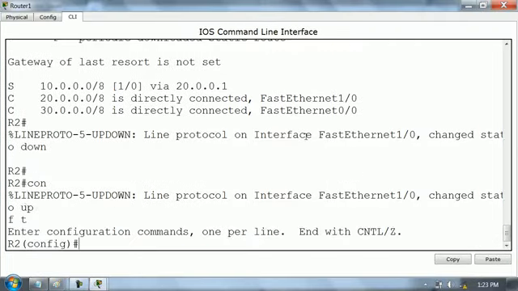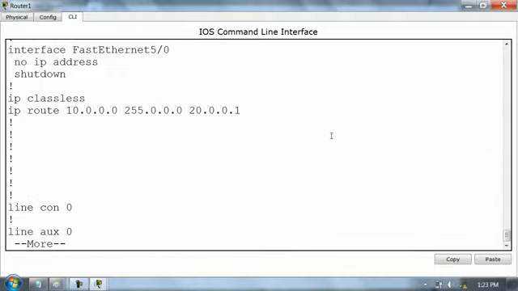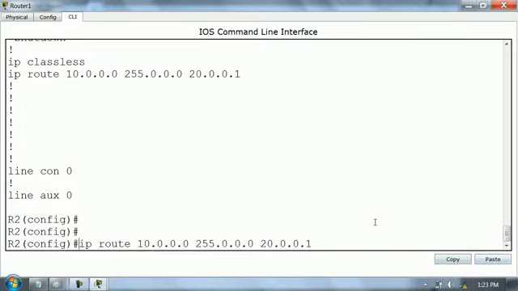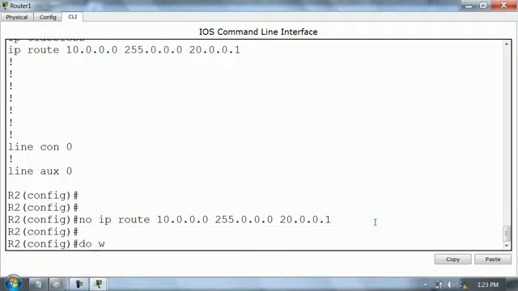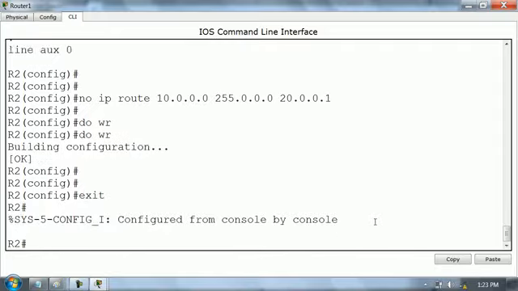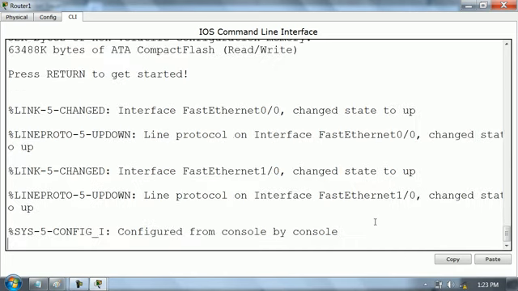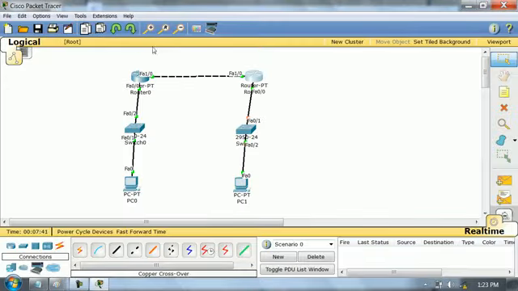Do show run, copy, paste. No. If you want to remove any command from router, write no in front of the command. Do write. After that, everything is done. Guys, now one more thing I want to add on.